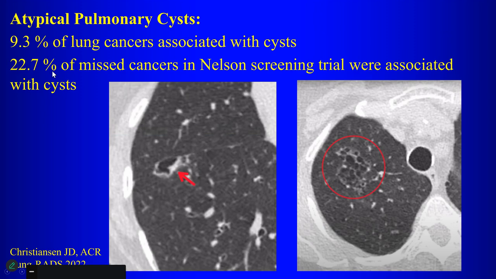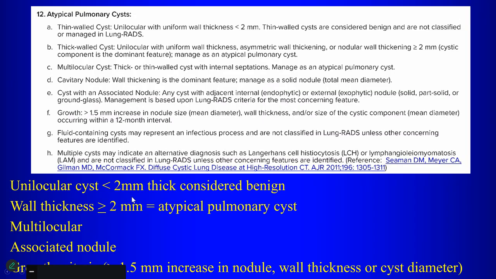All right, atypical pulmonary cysts. These are important. Almost 10% of lung cancers are associated with cysts, and about 23% of lung cancers that were missed in this other lung cancer screening trial were associated with cysts, all right? So what makes it an atypical pulmonary cyst? If you have a cystic lesion with thickened walls, or if you have a multilocular cystic lesion, that makes it an atypical pulmonary cyst. That is going to require follow-up, all right?